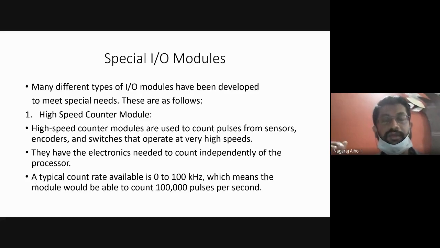Now, in this counter, what is done is the number of pulses are counted. That is a digital signal, 0 to 1. Those pulses are counted. Now, how are they counted? If you want to count them, we use a setup called an optical encoder.